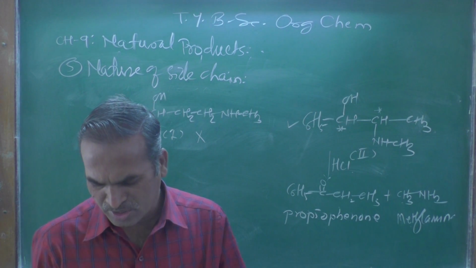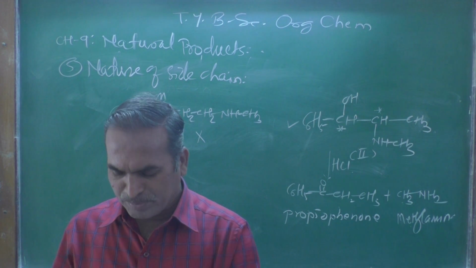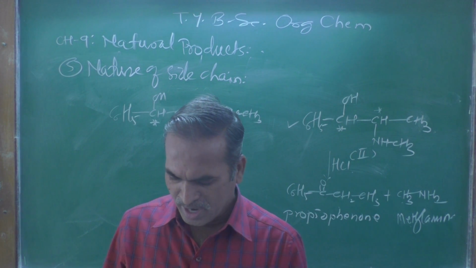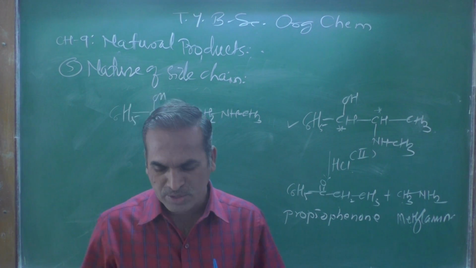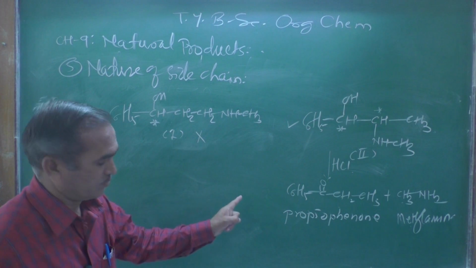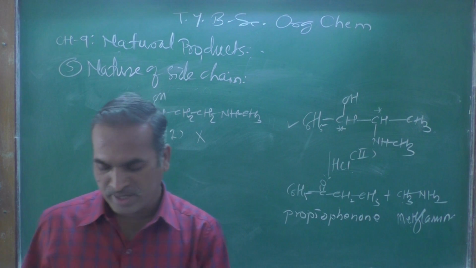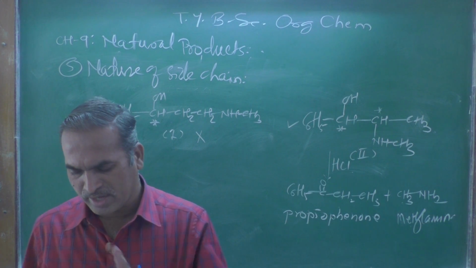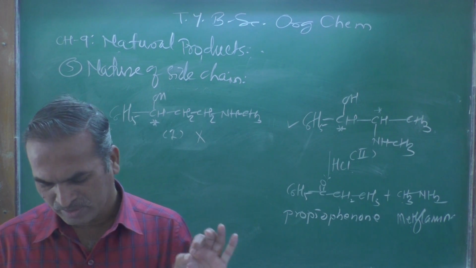And structure first cannot give propanophenone after hydramine fission, and hence structure second is the correct structure for ephedrine. Understood this? Structure first cannot give propanophenone and methylamine after hydramine fission, and hence structure second is the correct structure for ephedrine.